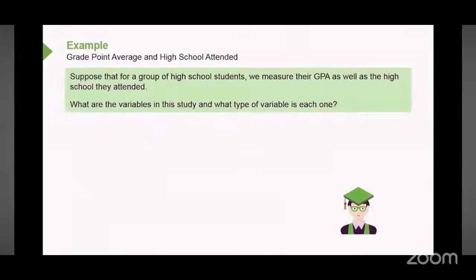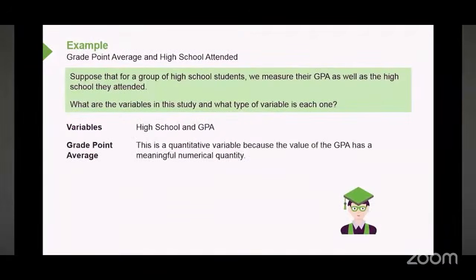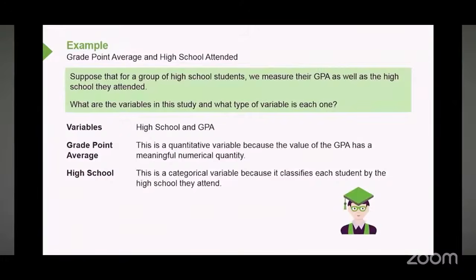All right, so back to the GPA and high school example. Suppose that for a group of high school students, we measure their GPAs as well as the high school that they're attending. What are the variables in this study, and which type of variable is each one? Well, the variables, high school and GPA, those are the things that we're measuring. Grade point average. This is a quantitative variable because the value of the GPA has a meaningful numerical quantity. The high school is a categorical variable. It classifies the student based on which high school they attended. So this is a categorical variable because it's putting students into categories.